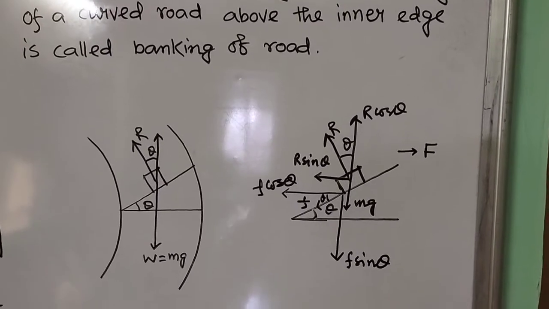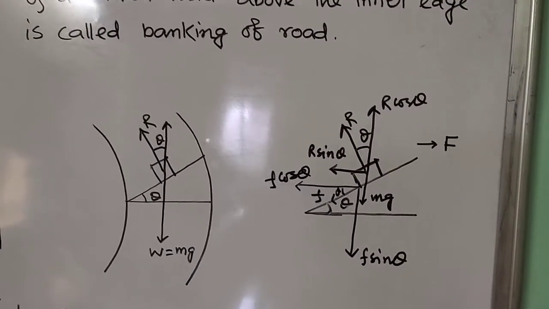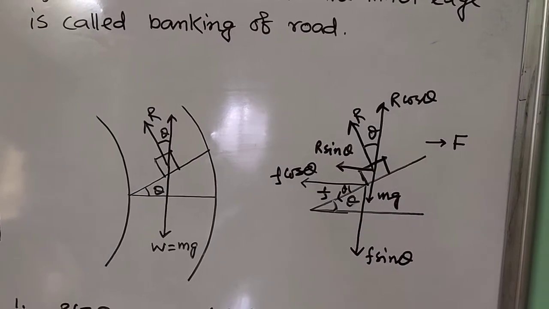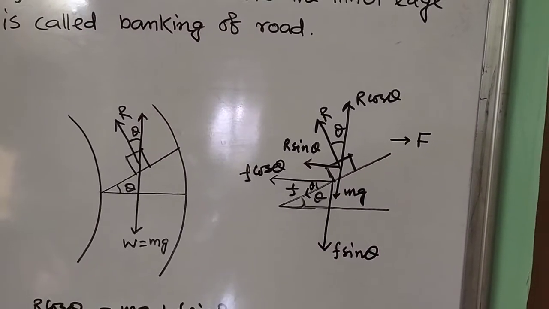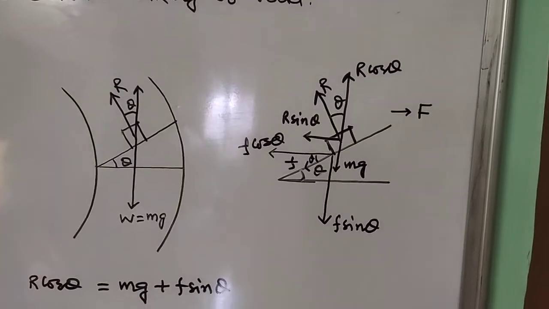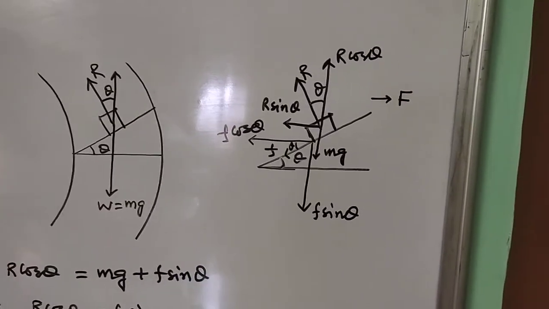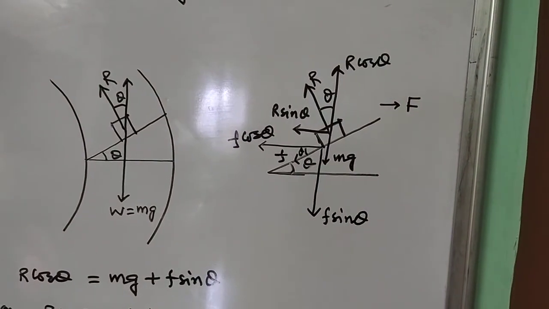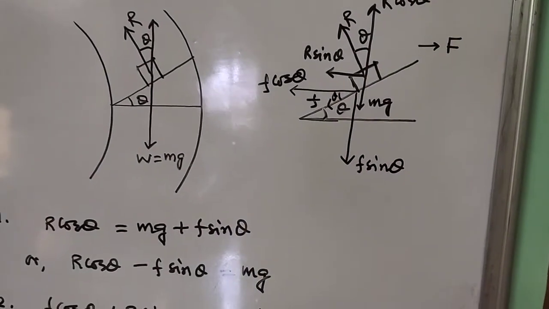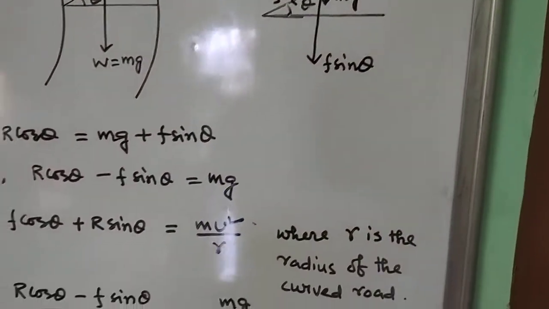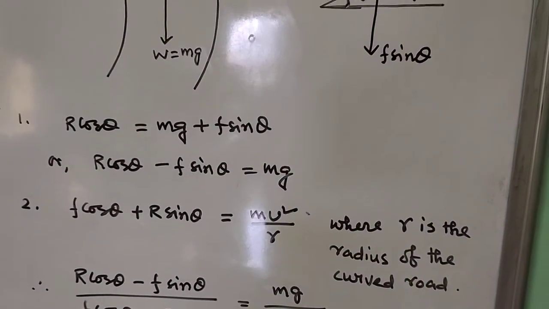So you see some forces act towards the center, some forces act upward, some forces act downward. So considering these forces, we have to make some mathematical equations. Let me write equation number 1, that is R cos theta, and downward it is mg plus F sin theta, or R cos theta minus F sin theta equal to mg. This is your number 1 equation.